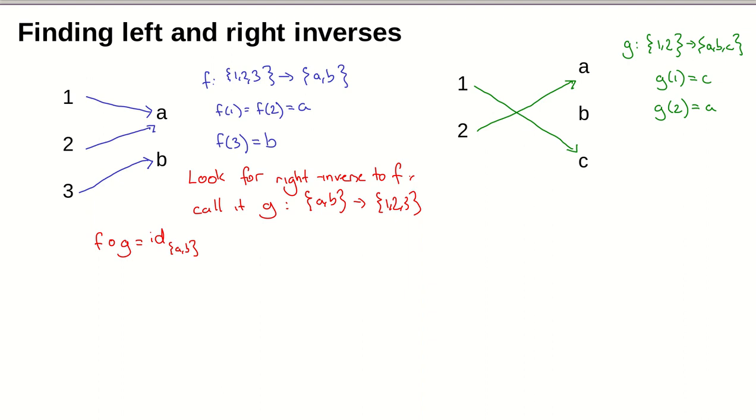So what does that mean? If this composition is equal to the identity function, then we have to have f of g of a equals a. And I also need f of g of b equals b. That's the condition for f composed with g to be the identity function on {a, b}. So what are my possibilities for g of a and for g of b? Can you see what they should be? Pause the video and think about it.